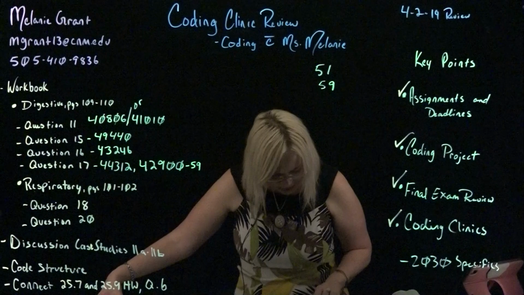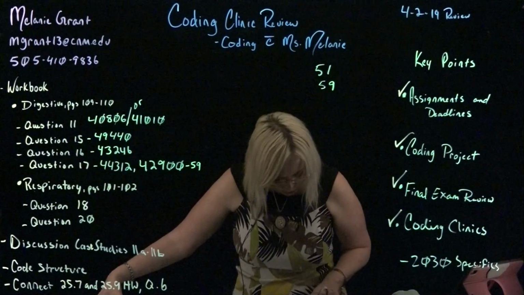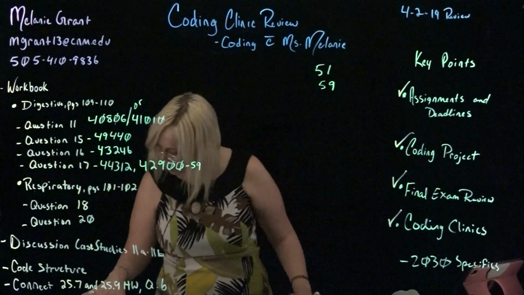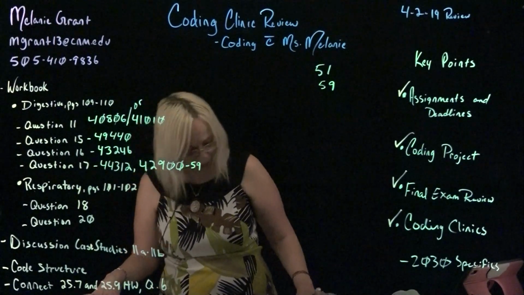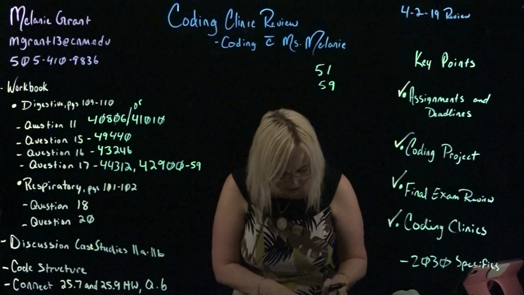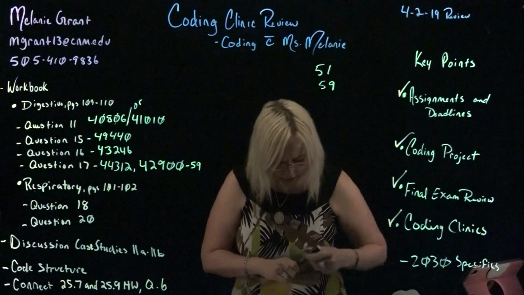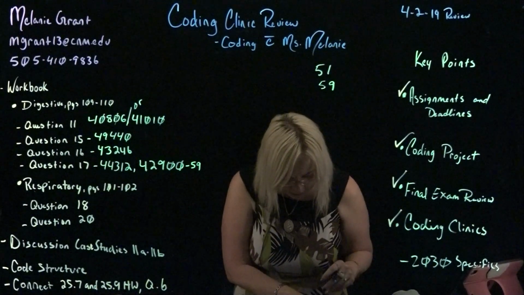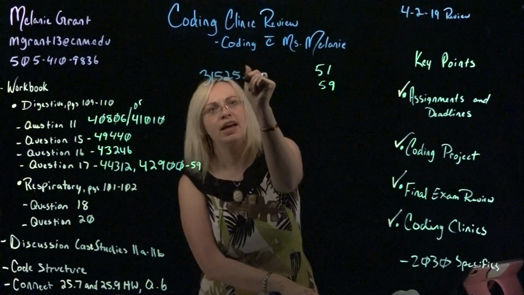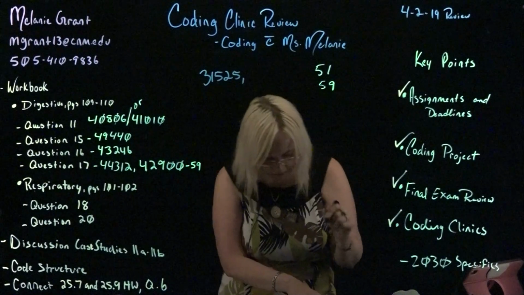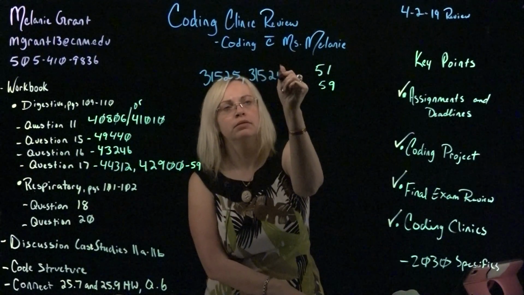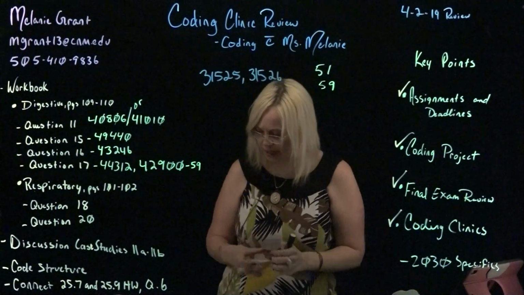I have direct, flexible, indirect, insertion, newborn, rigid, and with additional information. Now I'm going to look at this and see that it is a direct. So I'm in the direct diagnostic, and I have codes, let's see here, 31525 and 31526. Okay, so I want to look at those now.